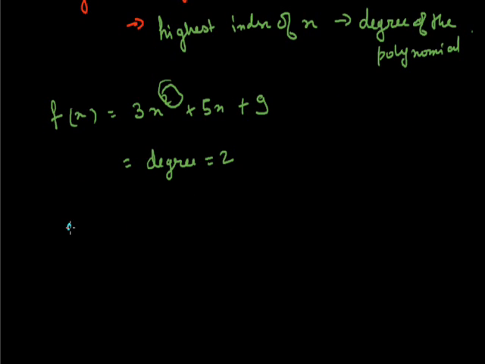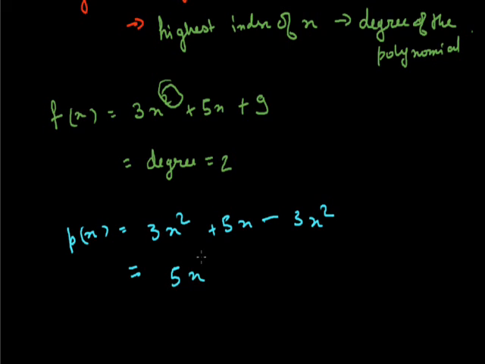If we are given a polynomial p(x) equals 3x square plus 5x minus 3x square, then first we have to simplify this polynomial. It will be 3 plus 3x minus 3x will become 0, and it will be equal to 5x. So the degree of this polynomial is 1 since the highest power of x is 1.